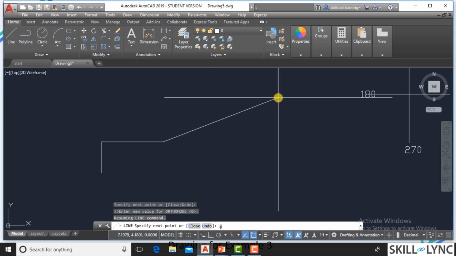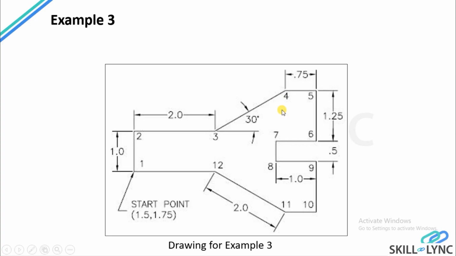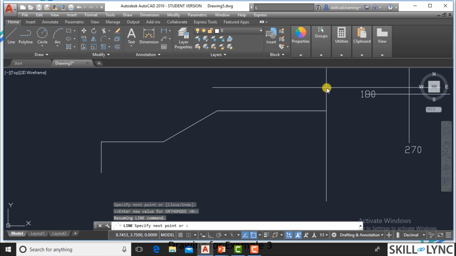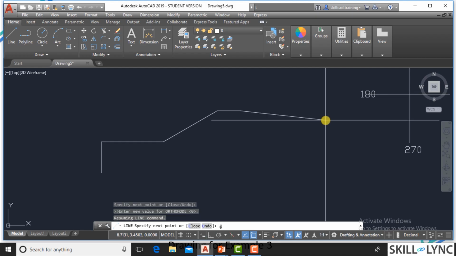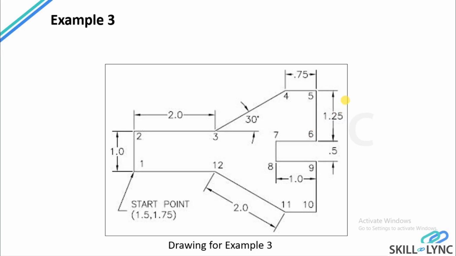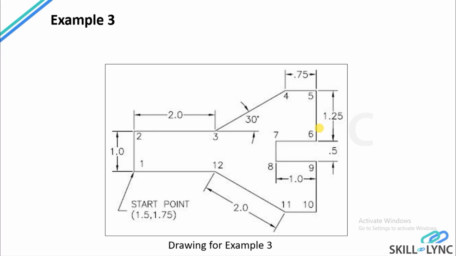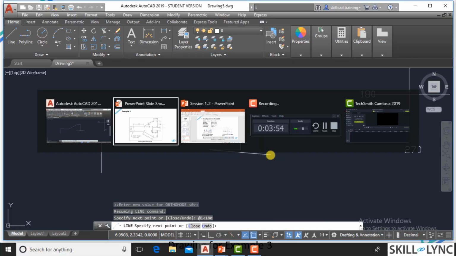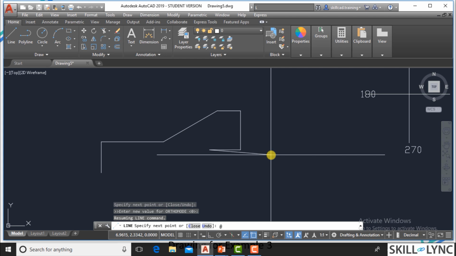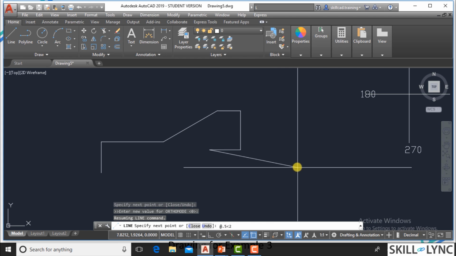So you can have @2<30, which is 2 at an angle of 30 degrees. Now you have 0.75 at an angle of 0 degrees, so you can say @0.75<0. Now you have 1.25 at an angle of 270 degrees, @1.25<270. Now you have a length of 1 unit at 180 degrees, @1<180. Now you have 0.5 at an angle of 270 degrees, @0.5<270.